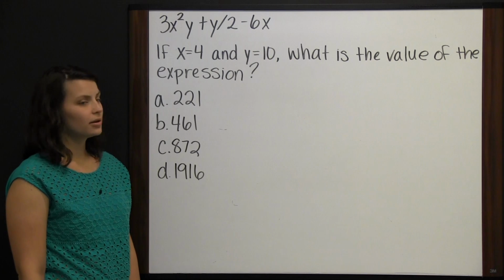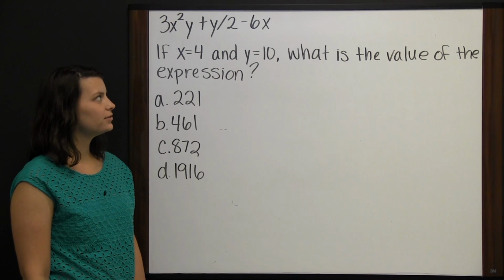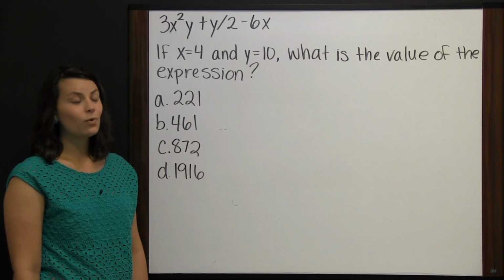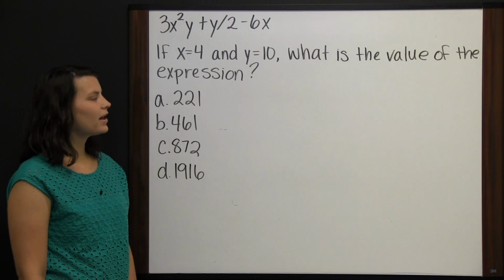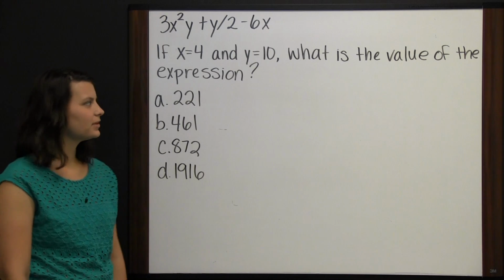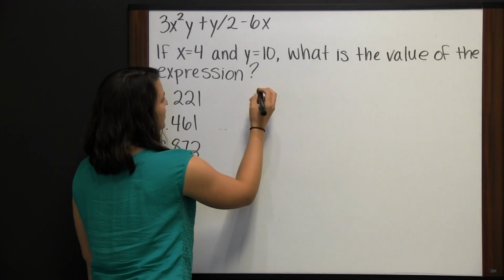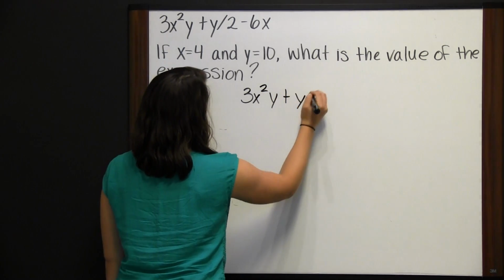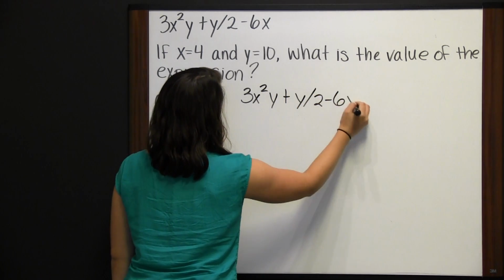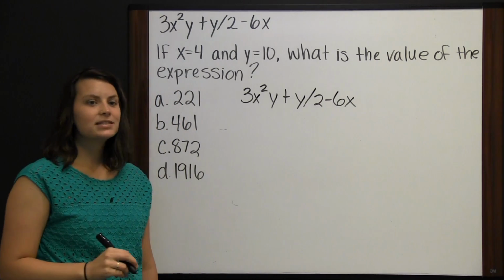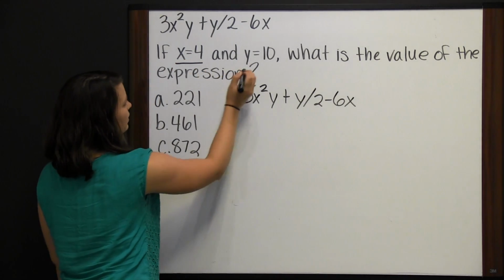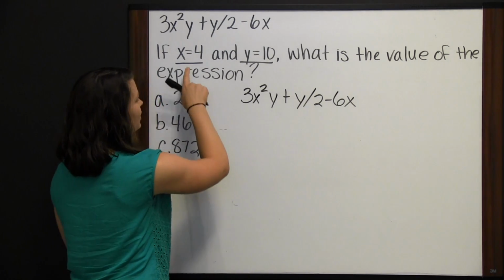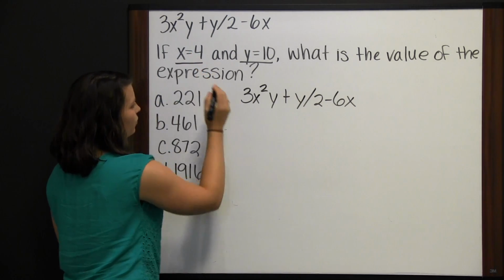3x squared y plus y divided by 2 minus 6x. If x equals 4 and y equals 10, what is the value of the expression? First, I'm going to take our expression and copy it. Next, we need to substitute these numbers we were given for their variables. So we're going to replace our x's with 4's.